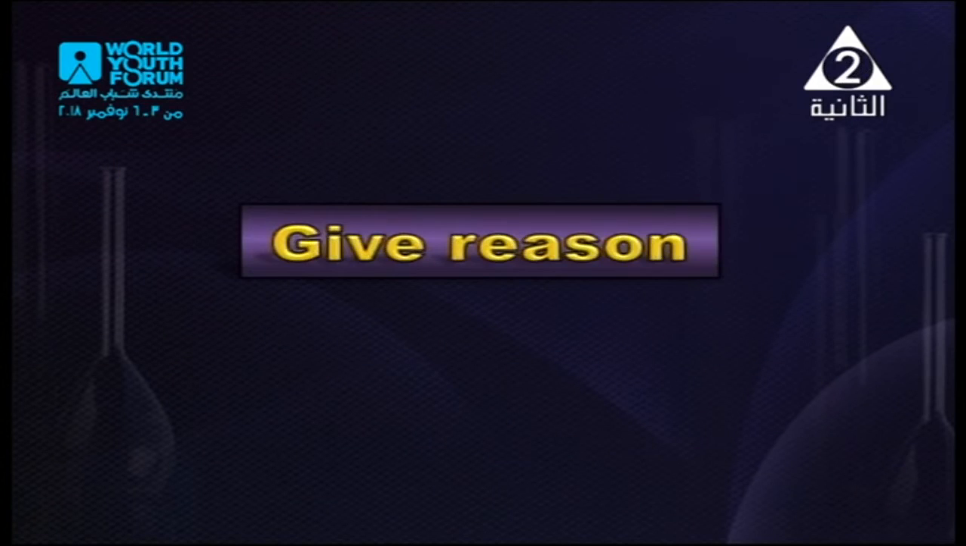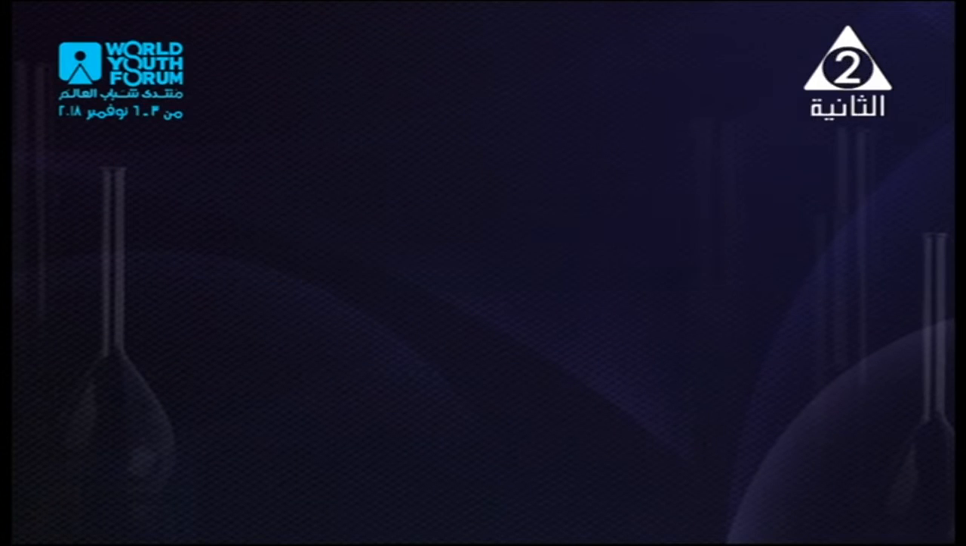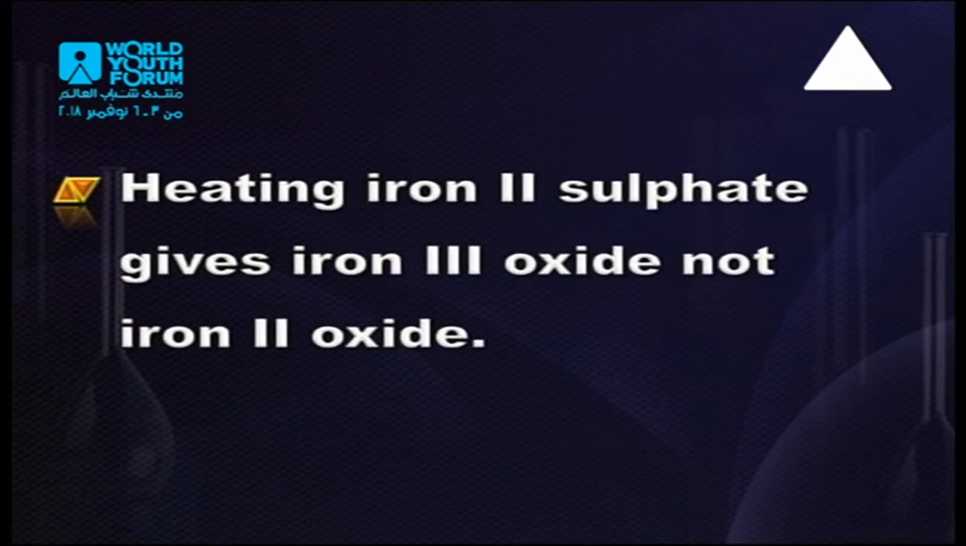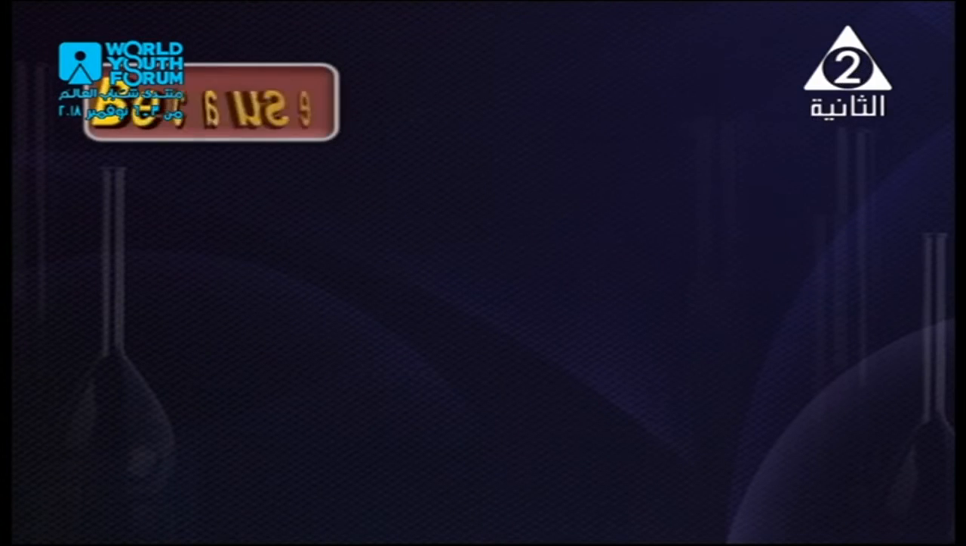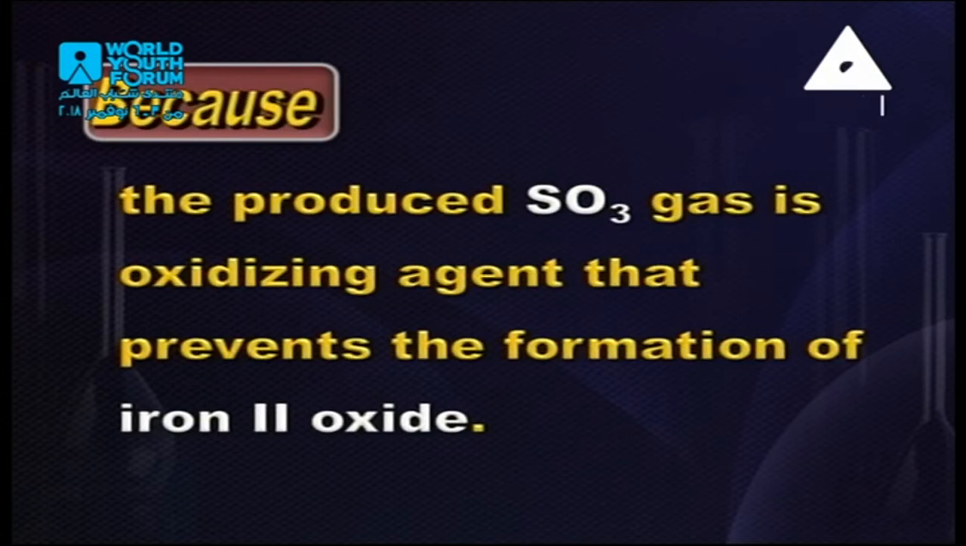So we have a reason in this point, my dear students. Heating iron 2 sulfate gives iron 3 oxide, not iron 2 oxide. The reason for that is the produced sulfur trioxide gas is an oxidizing agent that prevents the formation of iron 2 oxide.